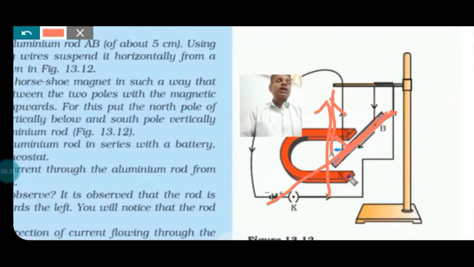aluminum rod? We can understand it by Fleming's left hand rule. It shows the relationship between the direction of the magnetic field produced by the horseshoe magnet, the direction of the current perpendicular to the magnetic field, and the direction of the force experienced by the current carrying conductor. These three directions are mutually perpendicular to each other, and the relationship is illustrated with the help of Fleming's left hand rule.